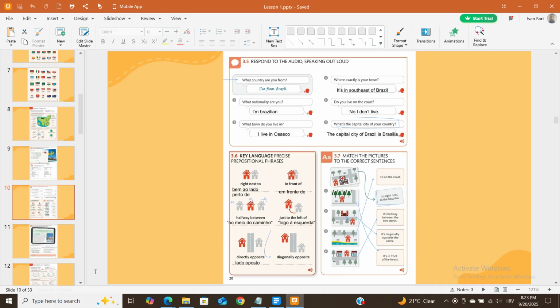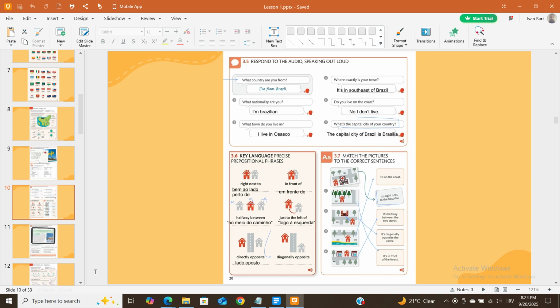3.6 Key language: precise prepositional phrases. 3.7 Match the pictures to the correct sentences. Right next to. Near. In front of. Halfway between. Just to the left of. Directly opposite.